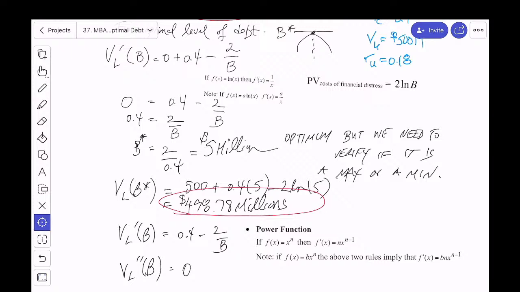So what this says is, if you have a function with a power, that comes down as a constant in front, and you reduce the power by 1. That's the derivative. Let me make it a little bigger.